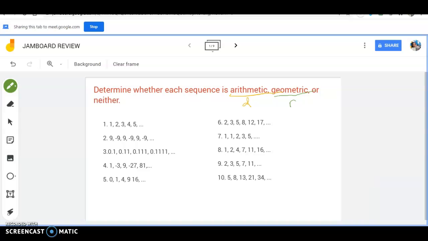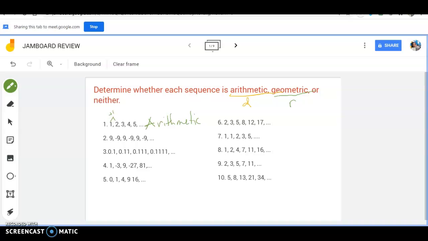For number 1, can we say that this is arithmetic, geometric, or neither of the two? It is arithmetic, okay. Because the pattern is increasing by positive 1, right? We're adding a constant number which is positive 1. So this is arithmetic. What about number 2? Is it arithmetic or geometric? It is, is it geometric or arithmetic? Okay, it's geometric. Okay.